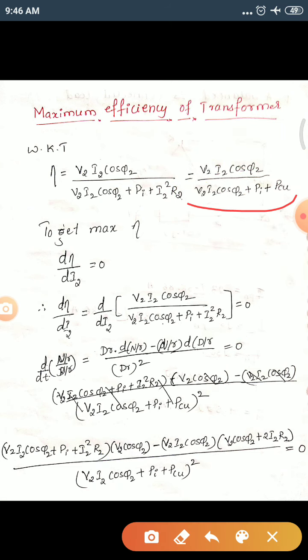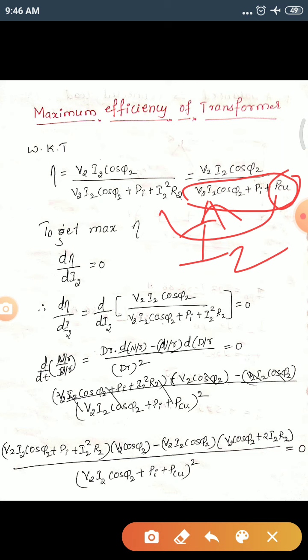If you are differentiating the denominator, I2 is the variable. So when you differentiate this, I2 goes to 1. And then Pi remains the same. What will be the Pcu? Pcu is nothing but your I2 square R2. I2 square's differentiation is 2 I2, so 2 I2 into R2. Pi goes to 0. This is the equation, and equate it to 0.